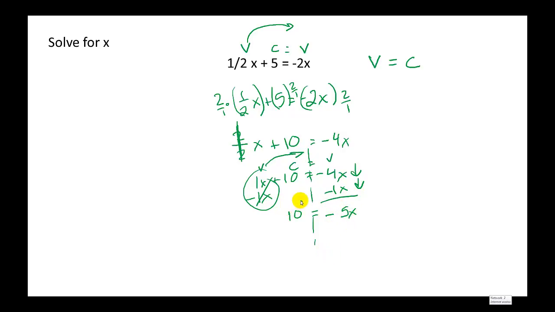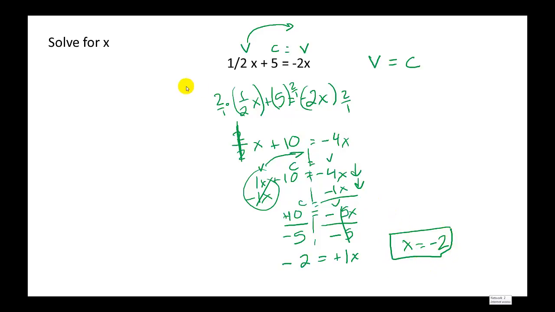And now that I have a c equals v, I need to get my variable term to have a 1. So I divide by sign and number. I divide both sides by -5. Negative divided by negative makes a positive. 5 divided by 5 makes a 1. So I have a 1x on the right, and I have a positive divided by negative is negative. 10 divided by 5 is 2. So I have x is -2.